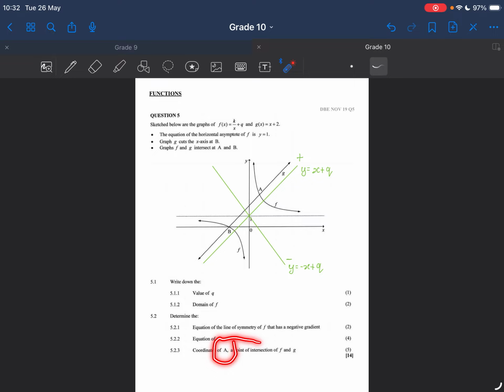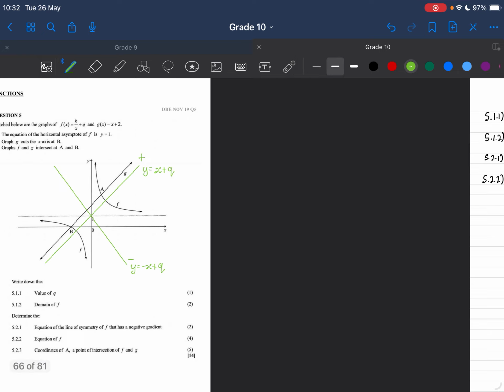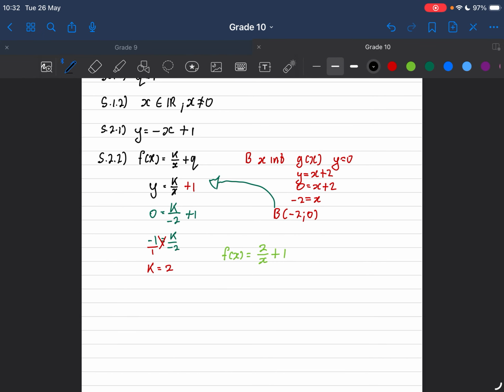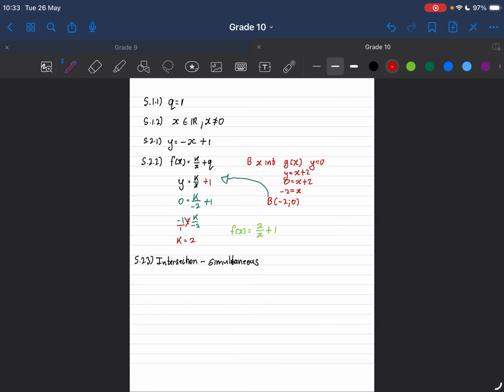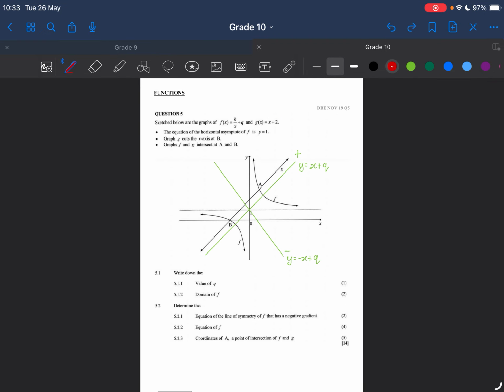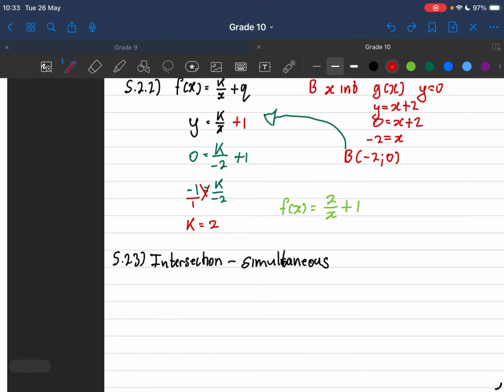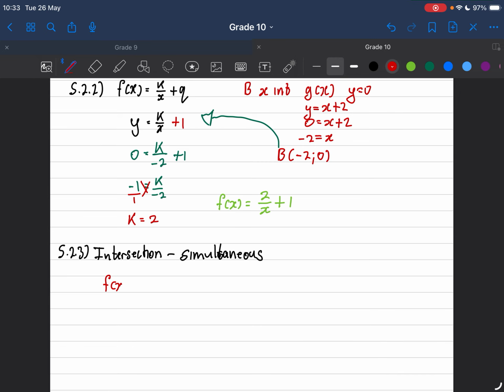5.2.3, the coordinates of A. So A is point of intersection of these two graphs. When you want point of intersection, what do you do? So for intersection, we know one thing. We have to do simultaneous equations. That means we're going to take our two equations and equal them to each other. So here's one equation, x plus 2, and the other one we just found now. So we'll basically say f of x equals g of x.